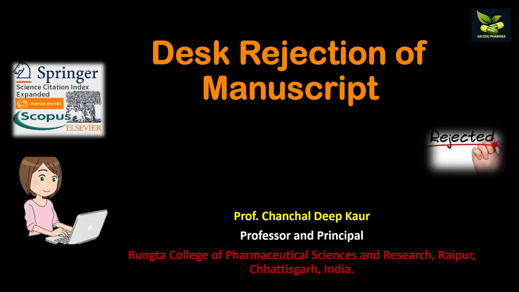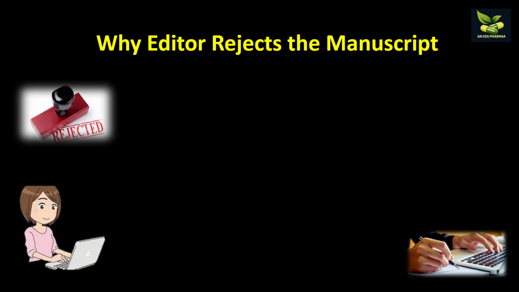Today we are with the topic desk rejection of manuscript. It means when we submit any manuscript for publication in online mode, we see that sometimes within 2 or 3 days we get rejection, and there is just written that because of a load of papers or because the manuscript doesn't fall under the aims and scope of the journal, so the paper is rejected. But what is the actual reason for rejection of the manuscript, that we will be discussing today.